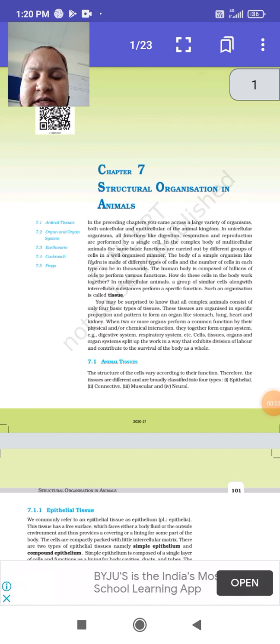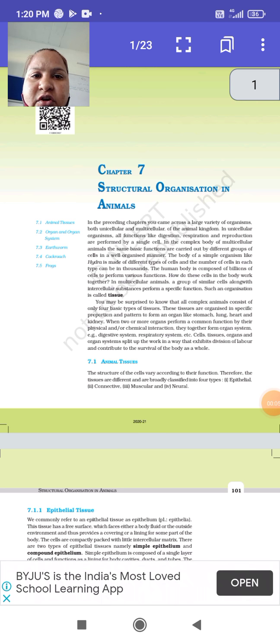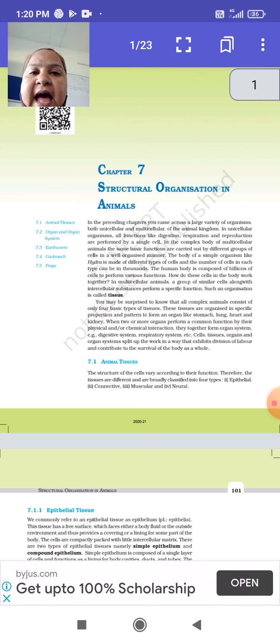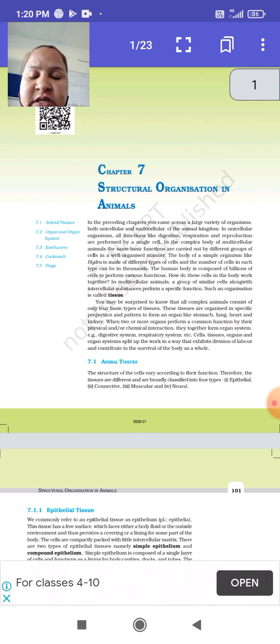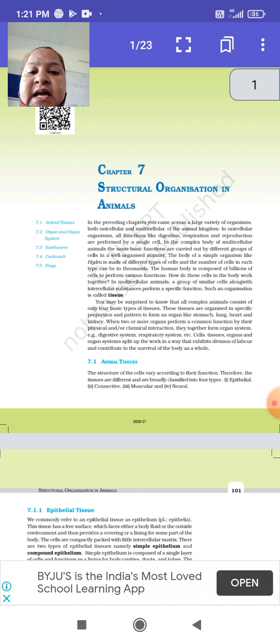Good morning, students. Today's topic is structural organization in animals. Structural organization means animals are made up of which types of cells or tissues. In structural organization, we'll discuss the various types of tissues which are present in animals.